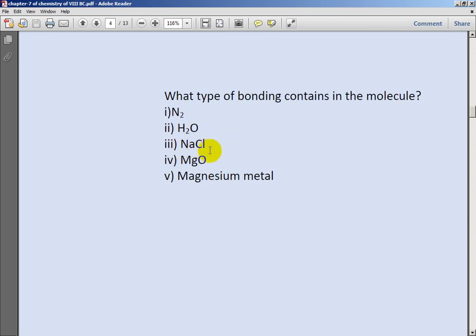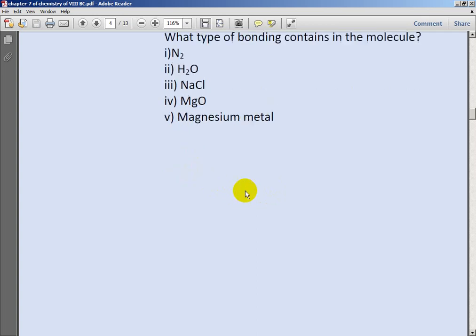Okay. Now sodium chloride. What type of bonding is present in sodium chloride? Ionic bonding. Why? Because sodium is a metal and chlorine is a non-metal. Okay. Magnesium oxide here is also ionic bonding because magnesium is a metal and oxygen is a non-metal. And among magnesium metals, what type of bonding? Metallic bonding. Okay, good.